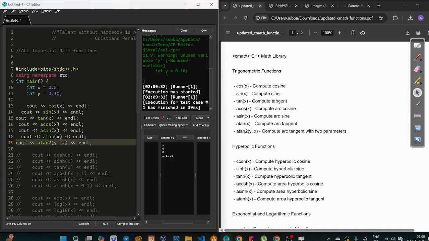atan2 is used when two parameters are given. No, this one is using a single parameter, and atan2 is using two parameters. It's very easy.